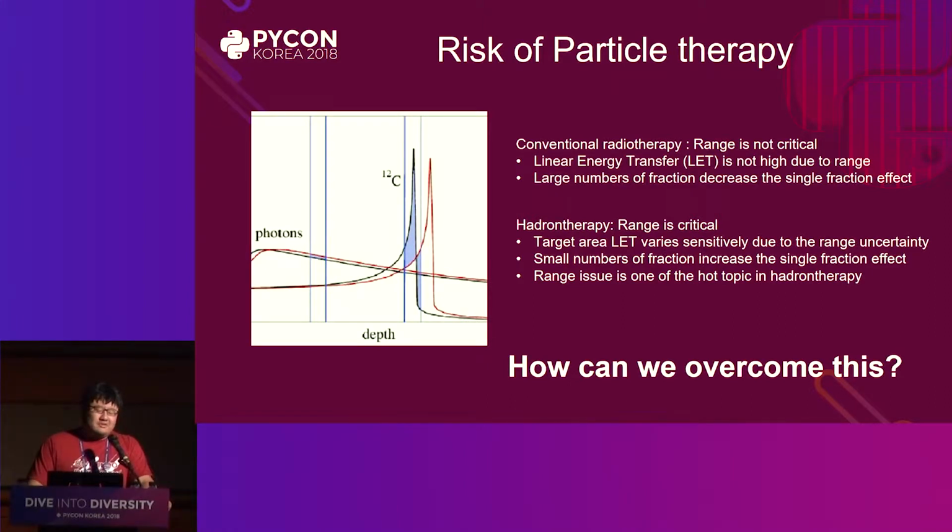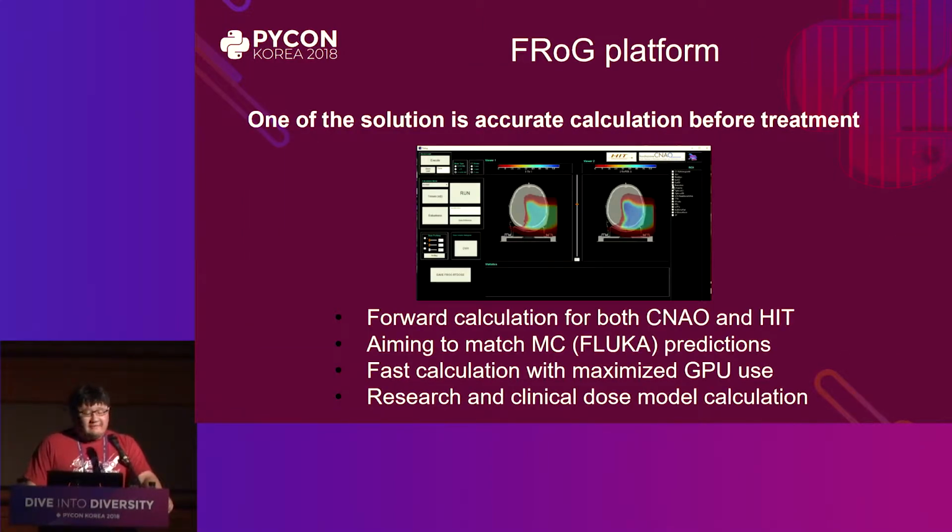As you can see, the photons you see here don't change much in energy, even though there are some range uncertainties, while with carbon ions, if you miss it, it's a totally different treatment. So we need to handle this problem, and there are many methods we can use, but it is still not very clear. One of the ways to handle this problem is the Frog platform that I have developed.